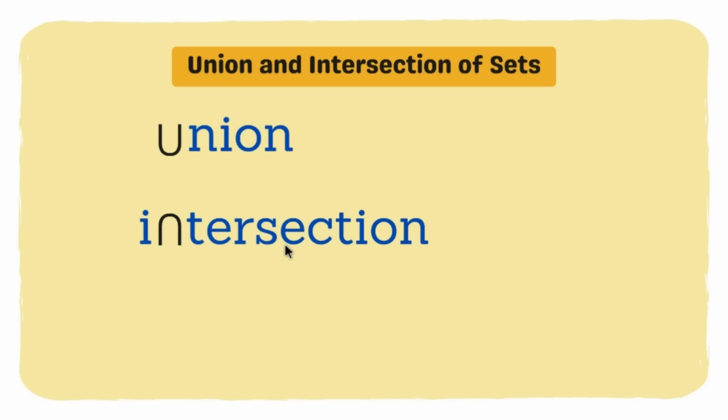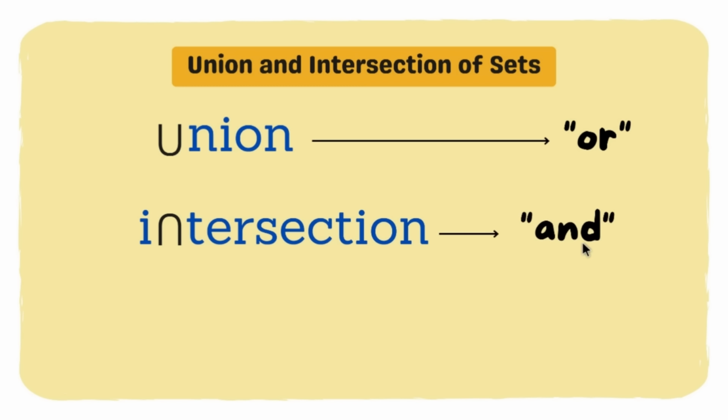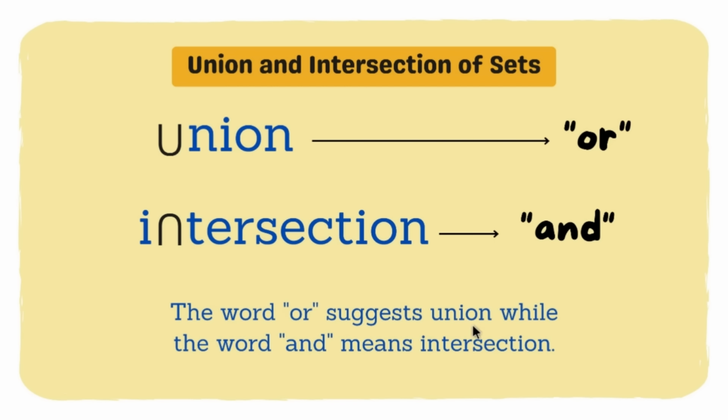Also, there are some specific words na related sa mga operations na ito na ginagamit lamang para sa mga ganitong operation. Halimbawa, yung word na or, it is usually for union. And yung word na and, it's usually for intersection. The word or suggests union while the word and means intersection. Pag narinig niyo po itong dalawang ito, alam niyo na po ang tinutukoy niya. Okay?